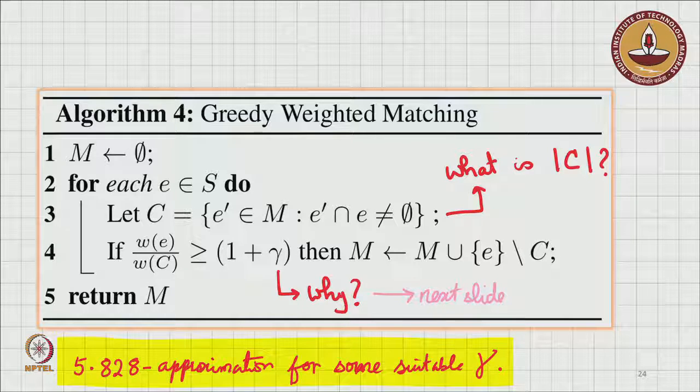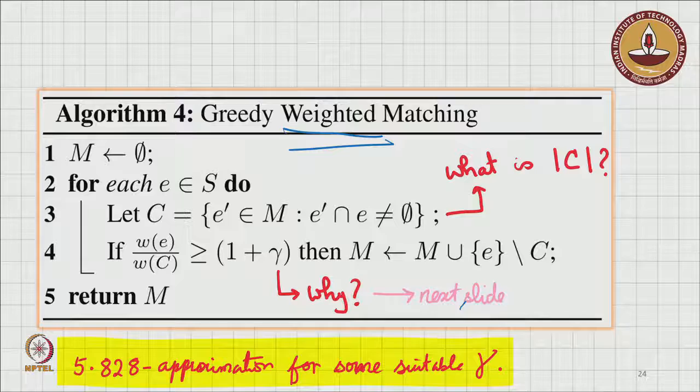So, here now we are looking at a weighted graph, and we are not looking at the cardinality, but we are looking at the maximum weight matching. Okay, we want a maximum weight matching, and the algorithm is a little interesting here. You start with, as usual, the empty matching, and we look at edges one at a time, and for each edge we look at we collect the set of edges in the current matching. So, this M is the current matching that we have.